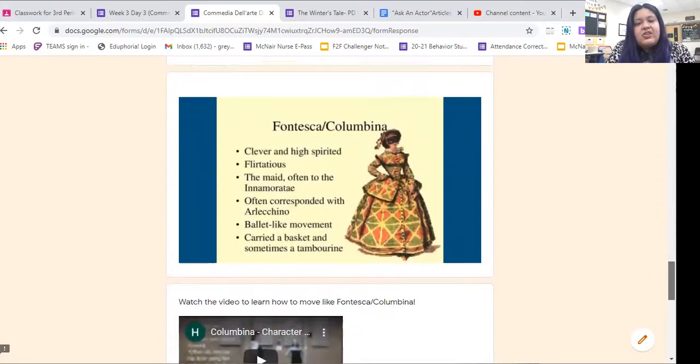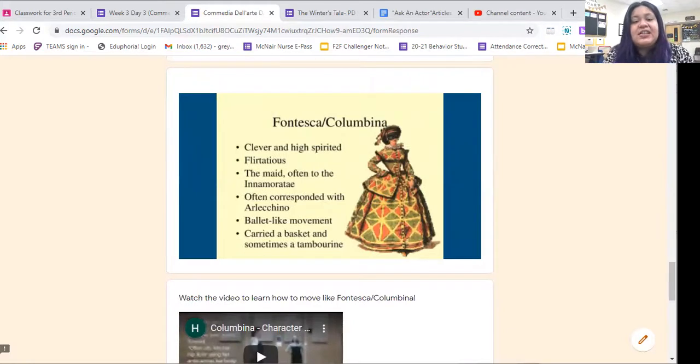The last character we're going to learn about today is Fontesca or Colombina. This is our first female character. This is another smart character. Yesterday we learned about some dumber characters. Today we're focusing more on the ones who are a little bit smarter, or at least for these two.